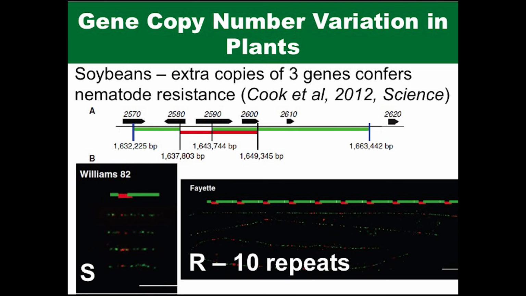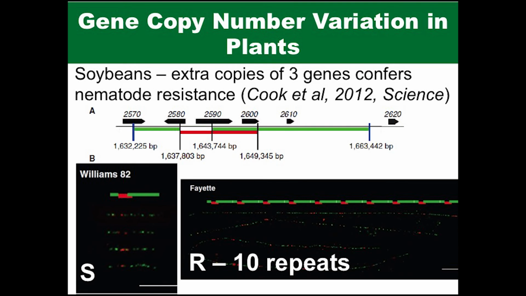But this technique is fiber-FISH. It's a bit difficult to see here, but they have a red and a green probe covering these 3 genes, and they can pick this up 10 times in a row. The expression of these 3 genes is increased in the resistant soybean lines, and it takes all 3 of them. Just overexpressing one doesn't work.